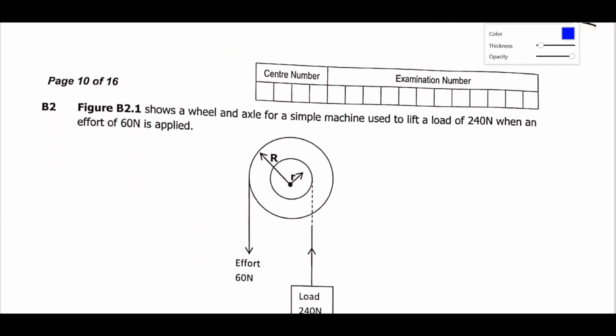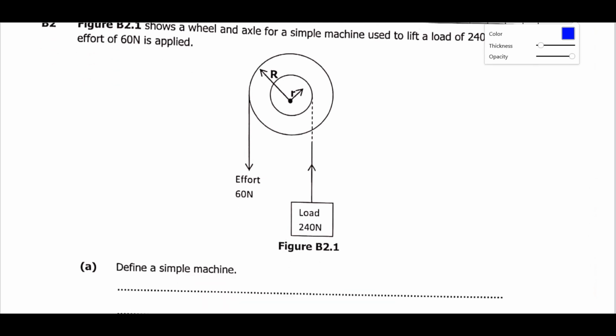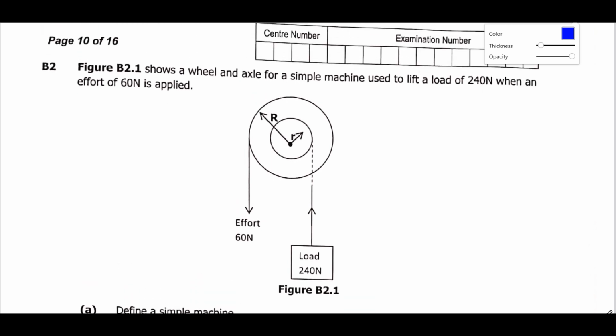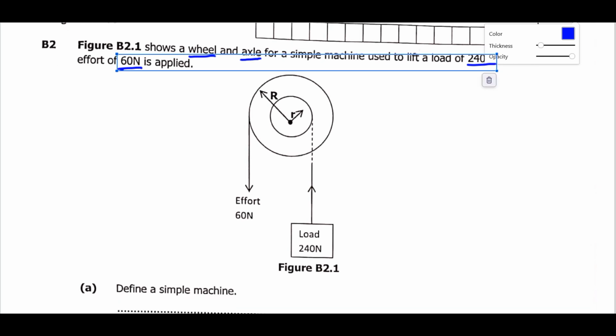Right, so question number 2 is coming from the topic of simple machines. So we have figure 2.1 shows a wheel and axle. So we have a wheel and axle as a simple machine used to lift a load of 240 newtons when an effort of 60 newtons is applied. So we have been given a simple machine in a different way.